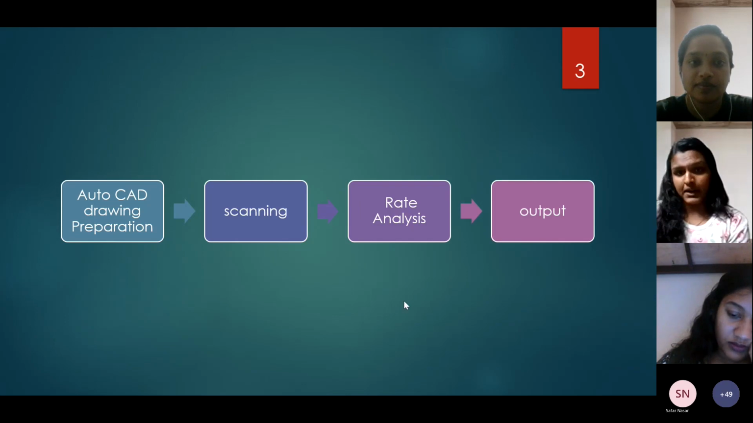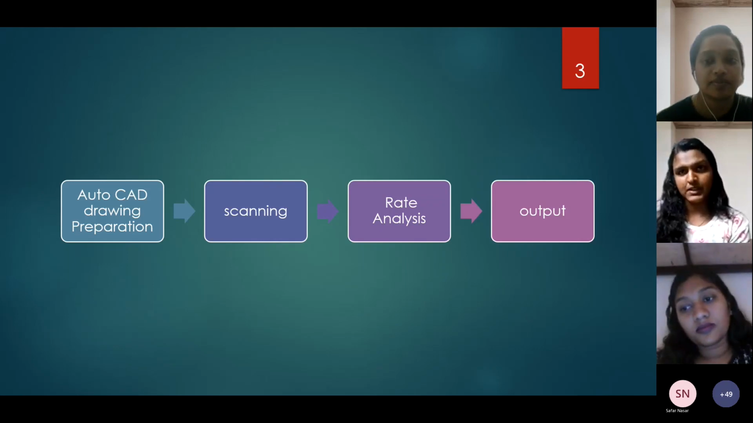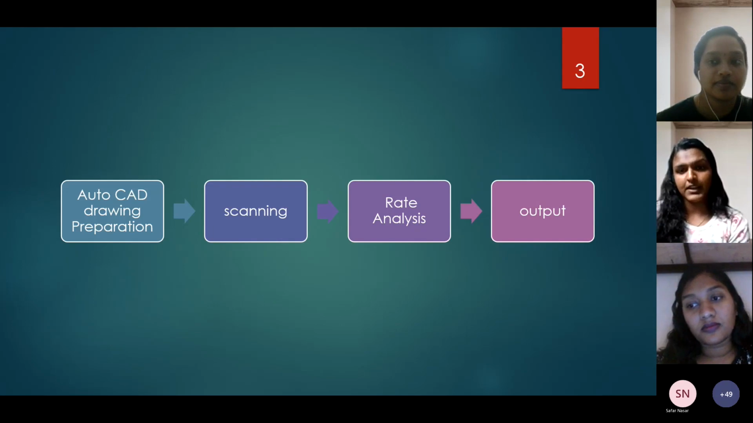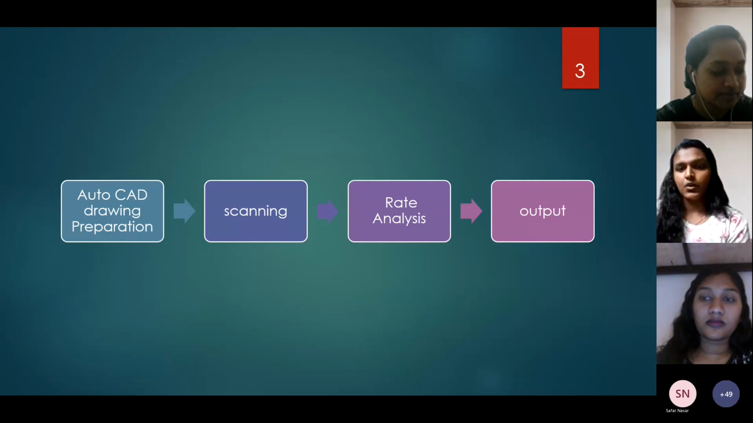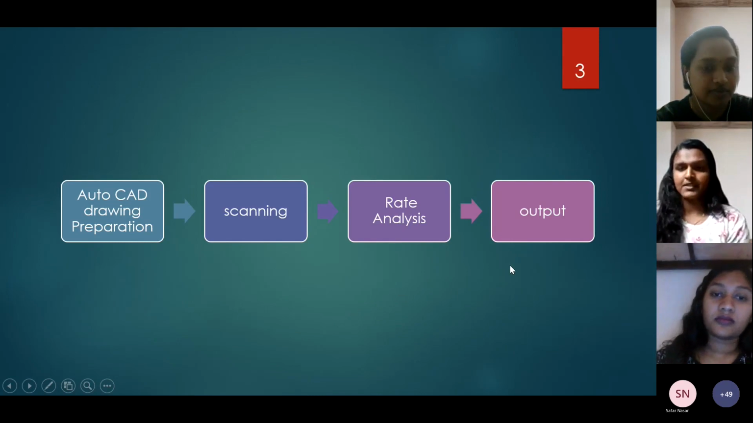Then the third part, the most important part, is the rate analysis. The estimation is complete up to the rate analysis part. We get the report from the Estimax software in the form of the rate analysis. We can input the rate of each and every material, labor, conveyance, etc. So we can provide for each and every step in the construction. We input the rates, and thus we get the output in the form of reports and graphs.